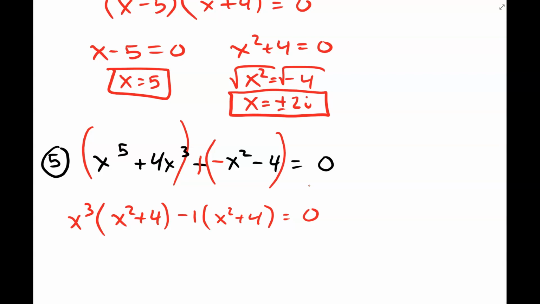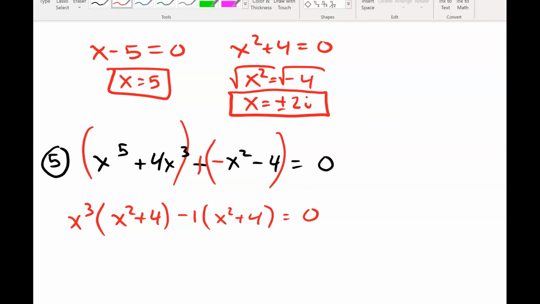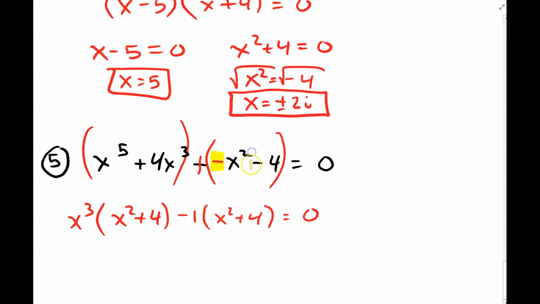Question on what we did there? I heard somebody ask something. Christina? So notice in the second parenthesis, each of the terms is negative. So I'm going to factor that negative sign out, and I'll write it as a -1. Does that make sense?